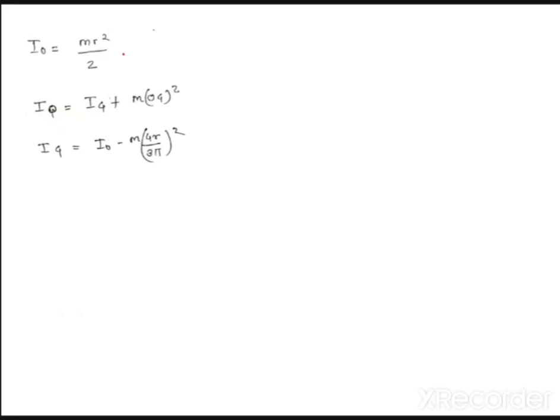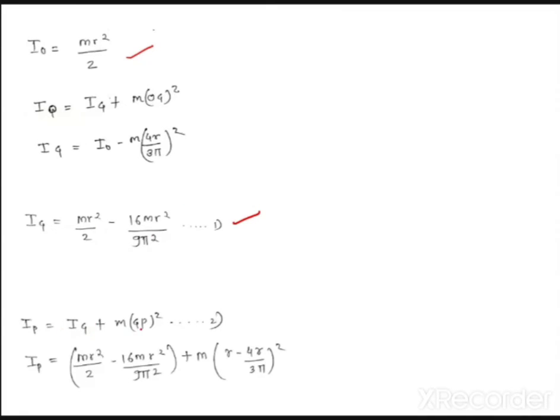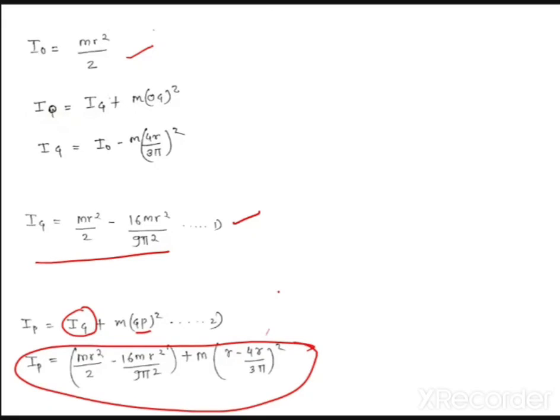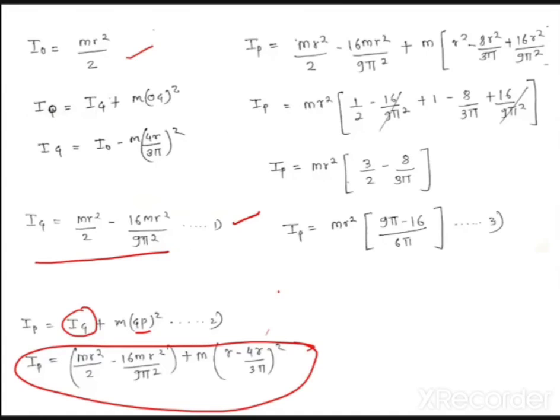You can see Io is equal to mr² by 2. Io is equal to Ig plus M into OG squared. So Ig is equal to Io minus M into OG, where OG is nothing but 4r upon 3π squared. So solve this, you will get the equation of Ig. Now you know Ip is equal to Ig plus M into GP squared. So put Ig here, and you know GP is nothing but r minus 4r upon 3π. And then solve this equation. It is very easy. Finally after solving, you are getting Ip is equal to mr²(9π − 16)/6π.